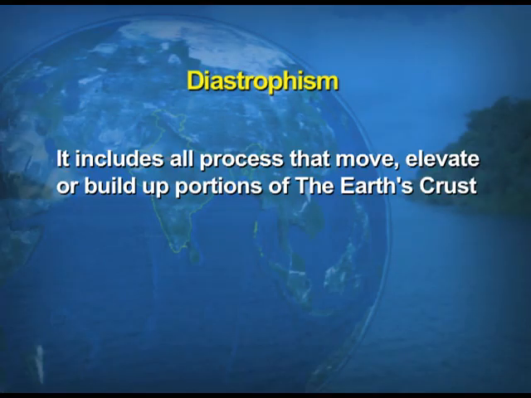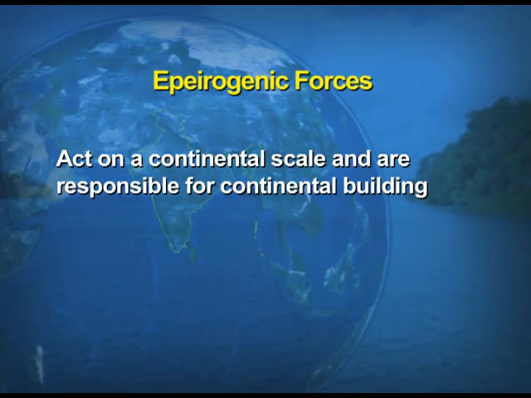Now under the endogenic, we also talk about diastrophism. It includes the processes that move, elevate or build up the portions of the earth's crust. Diastrophism is further divided into, the first part, epeirogenic forces. Now what are the epeirogenic forces? They act on the continental scale and are responsible for continental building. Now the term continental means the large scale area, the large vast area of the land on which these forces take place.